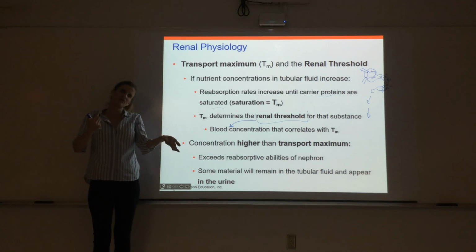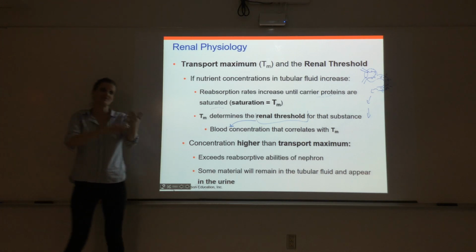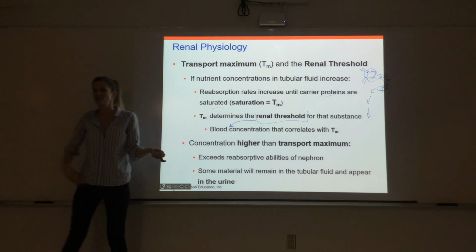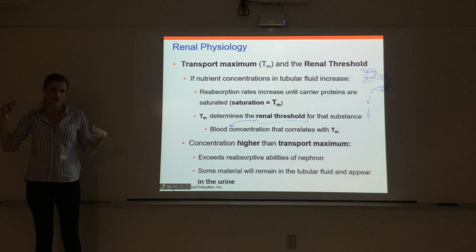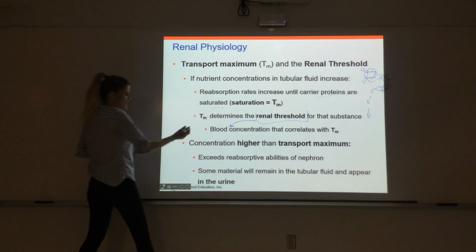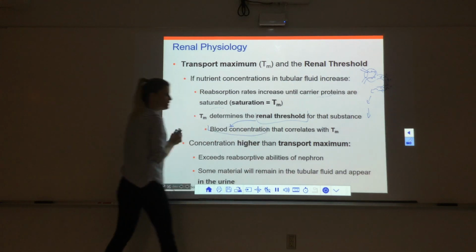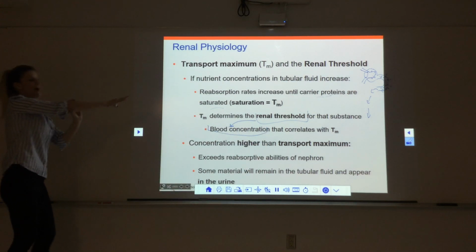I can see what your blood concentration is, then I can look at your urine and say, is it in your urine or not? Then I can give you more sugar, check your blood concentration, and then check your urine. Is it in your urine or not? Those are easier things to monitor. So we monitor the renal threshold. The renal threshold, again, is just the blood concentration of whatever nutrient that correlates with the transport maximum.